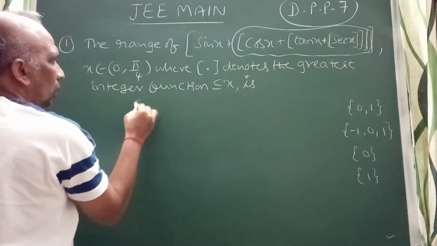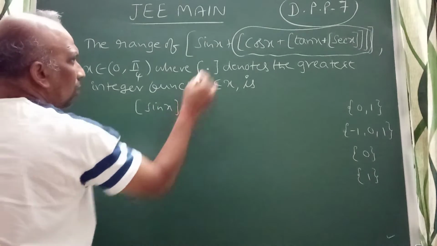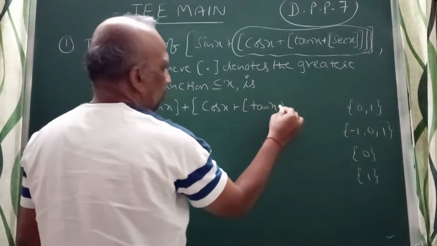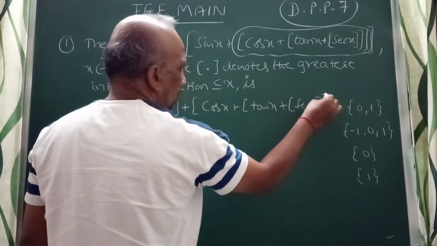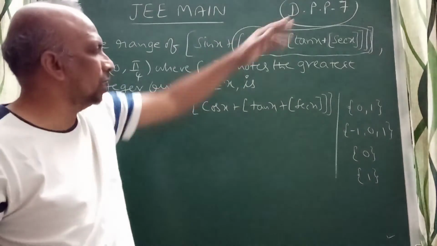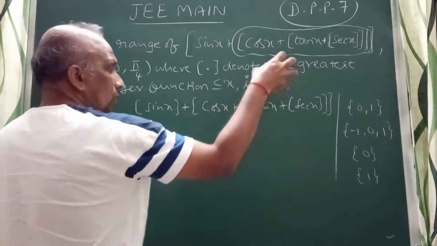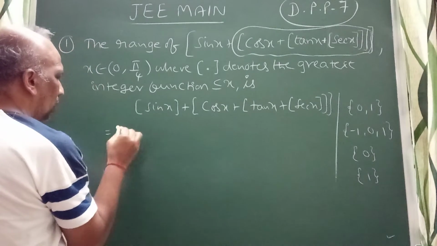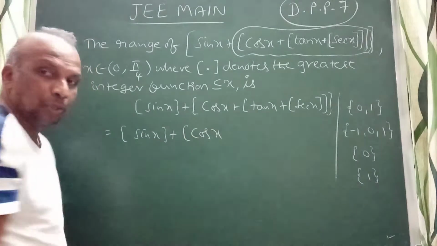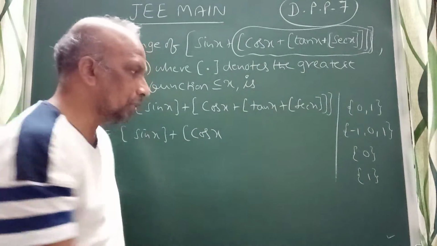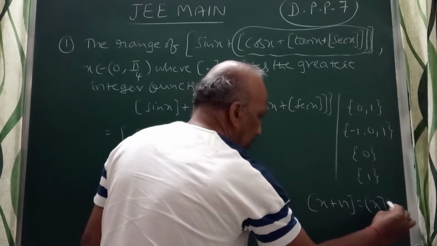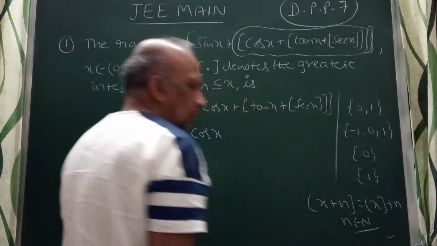So that means it will be step of sin x plus step of cos x plus step of tan x plus step of secant x, split separately like this. This is an integer again. We know that step of x plus n, where n is an integer, I can write step of x plus n, where n belongs to Z. Suppose n is an integer.